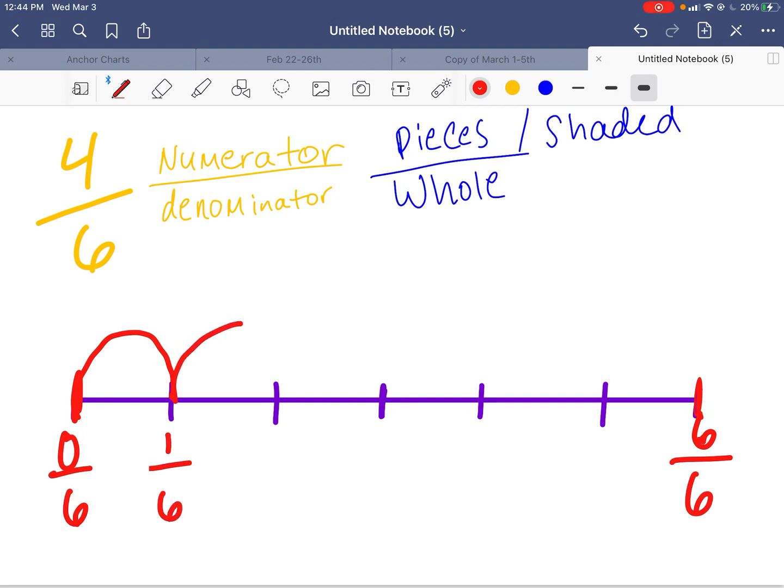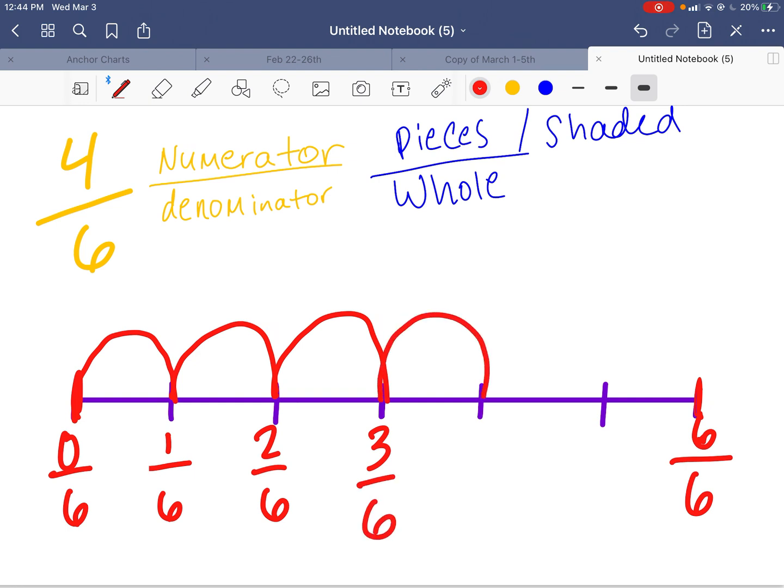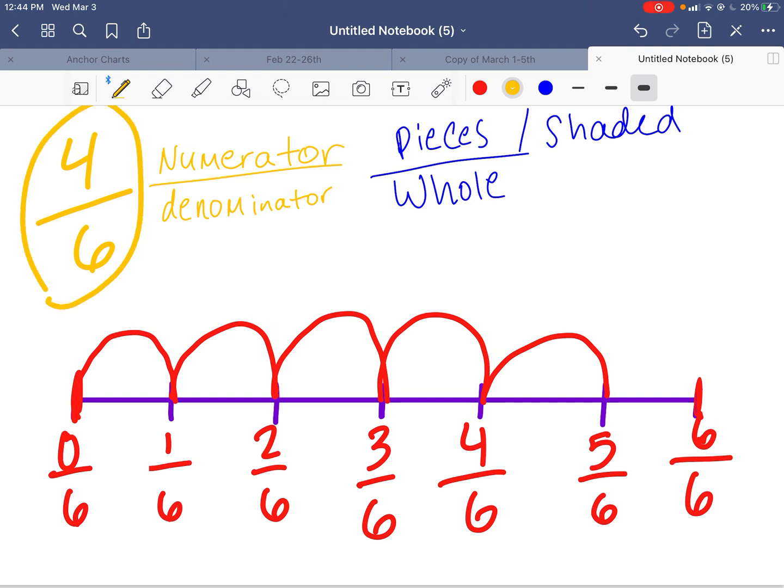1/6. All right, how many times will we jump here? 2/6. Let's jump again. 3/6. Jump again. 4/6. Jump again. 5/6, and then there's our 6/6 piece. Okay, so where would 4/6 go? Well, I'm going to look at my number line, see this line, and mark and say, okay, this is the 4/6. Okay? All right. So, very good. There is your 4/6 on a number line.